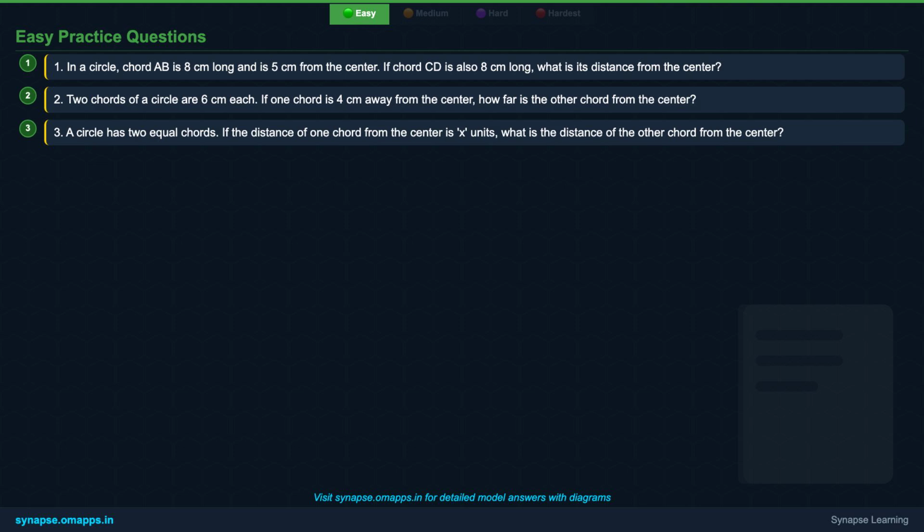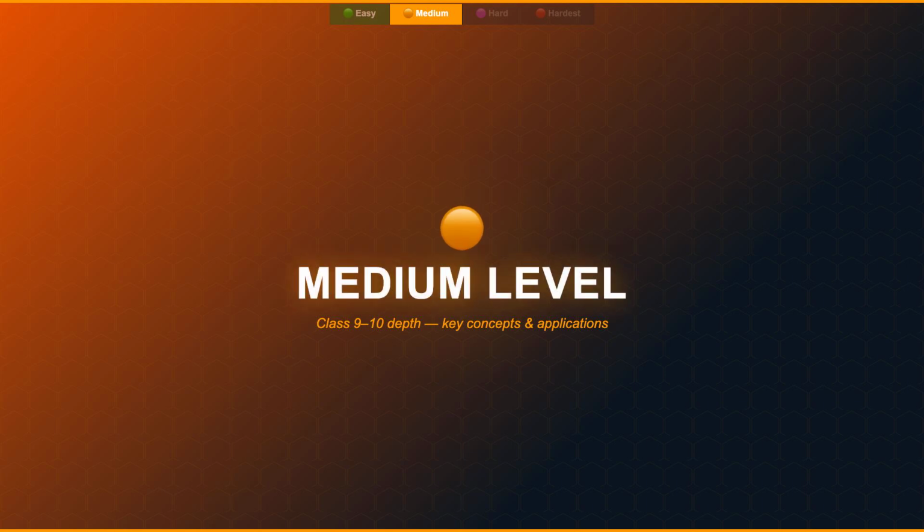Remember the key principle: if chords are equal in length, their distances from the center are also equal. Read each question carefully and apply the theorem directly. Pause the video if you need more time to think. Good luck! Now that we've grasped the core concept, let's delve deeper.